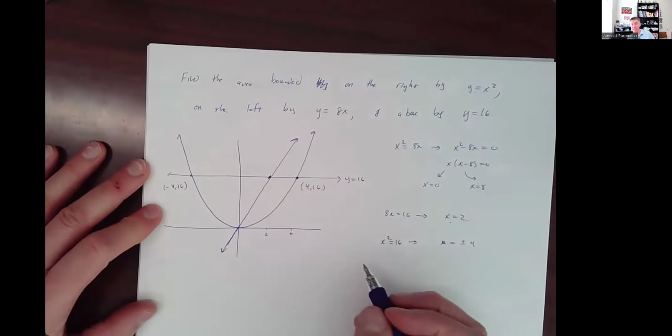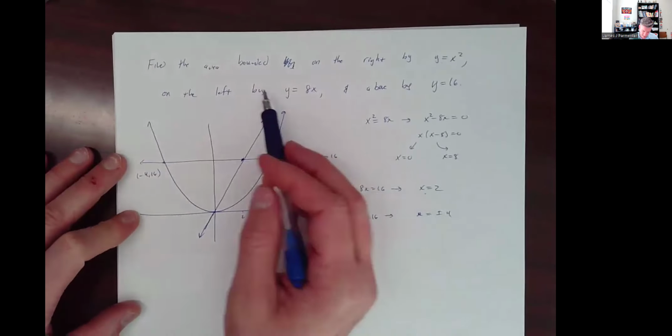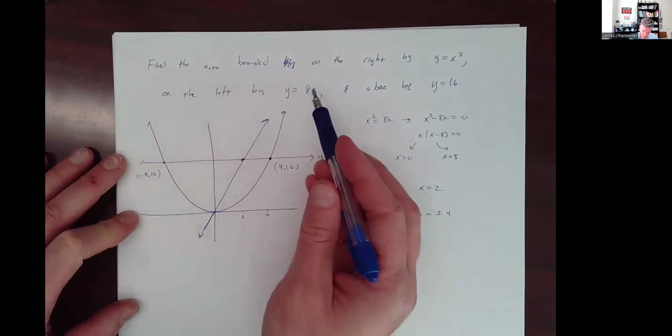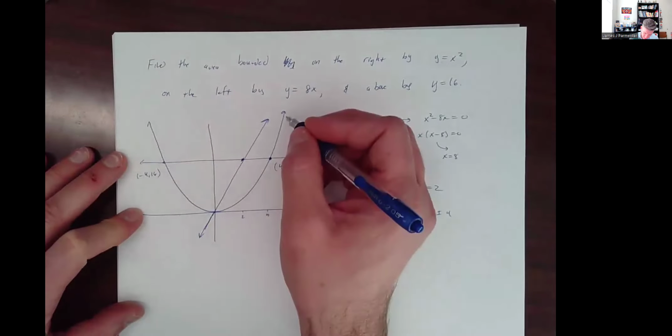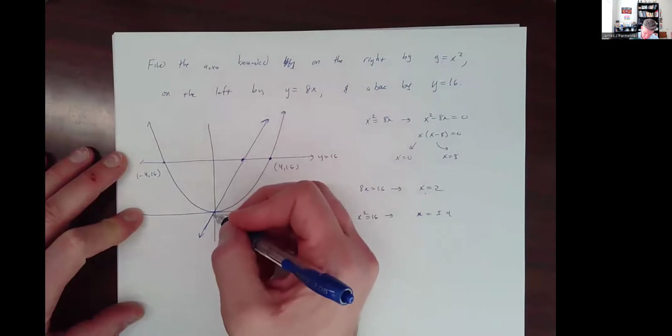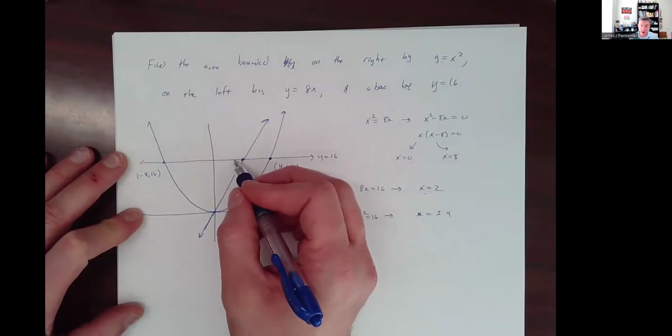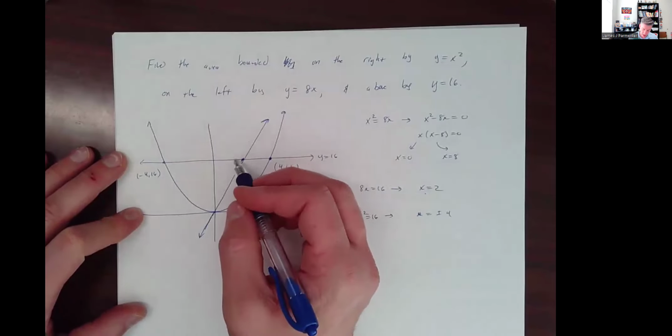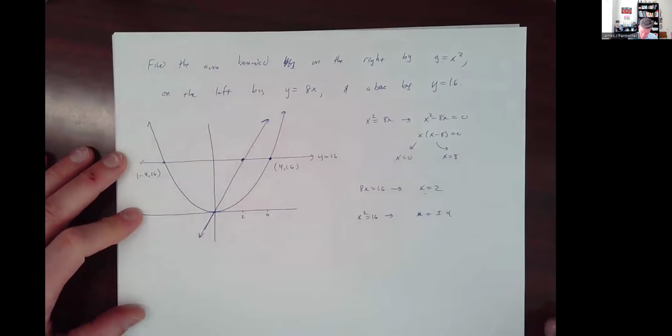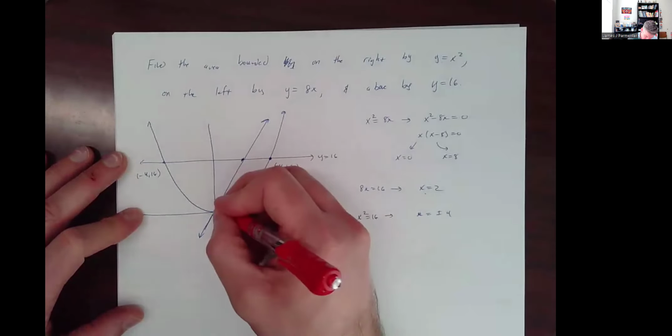And now if we read this carefully, we're asked to find the area bounded on the right by y equals x squared. So this is the right boundary. This is the left boundary. And this line here is the above boundary. So we want the region bounded above by this line. So we're looking at this region here.